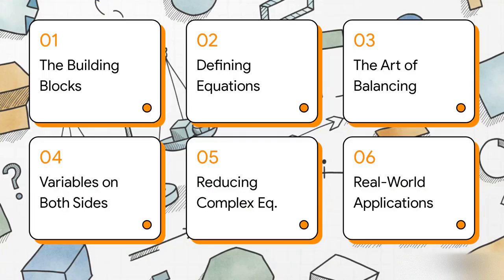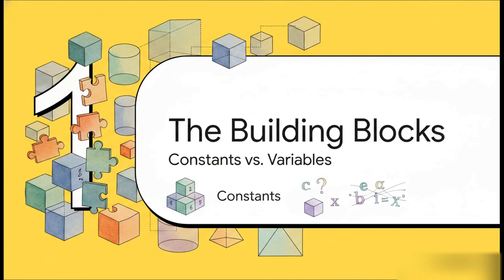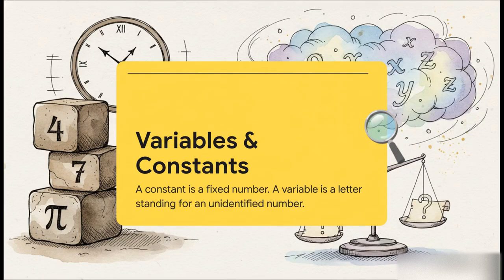To make sure this all clicks, we're going to follow a pretty straightforward roadmap. We'll start with the building blocks, define what a linear equation actually is, and then master the art of balancing. From there, we'll tackle variables on both sides, figure out how to reduce complex equations, and wrap up with some real-world applications. So, Section 1, the building blocks. Let's get our basic vocabulary down first.